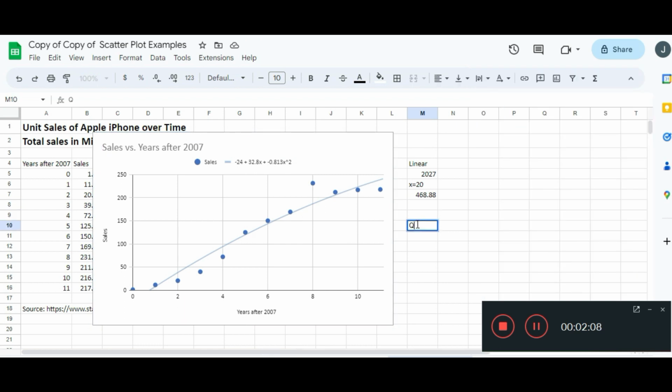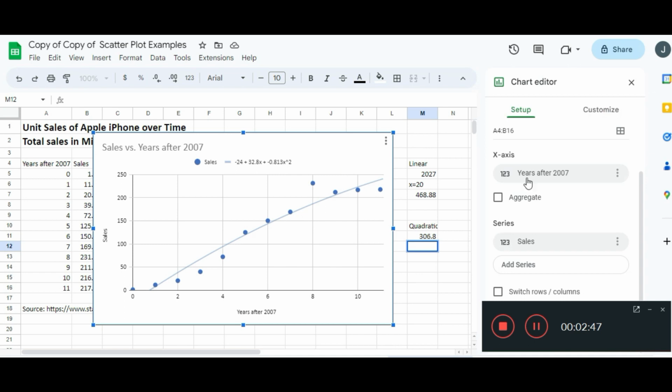So if I do my quadratic prediction for the same year, I go equals negative 24 plus 32.8 times x, which is 20, take away 0.813 times x squared, which is times 20 squared. To get the squared, I go shift 6, 2, and that's going to predict 306. It's not as high as the linear one because it's a parabola facing down. It's starting to slow down as it goes up. And so if I want, I can continue to make other predictions.